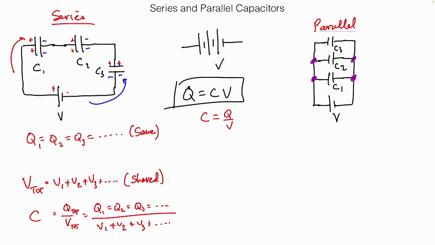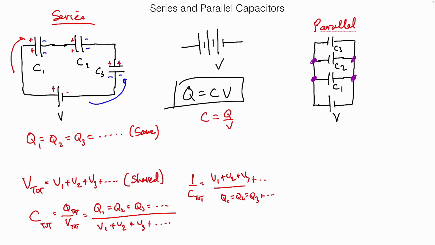Being able to split this up is not as easy. I can't just add things together when I've got equal signs on the top like that. What I can do is invert this. In other words, 1 over C total would be equal to V1 plus V2 plus V3 all over Q1 equals Q2 equals Q3, just dot, dot, dot, okay? Now my denominator is the same, now I'm good.